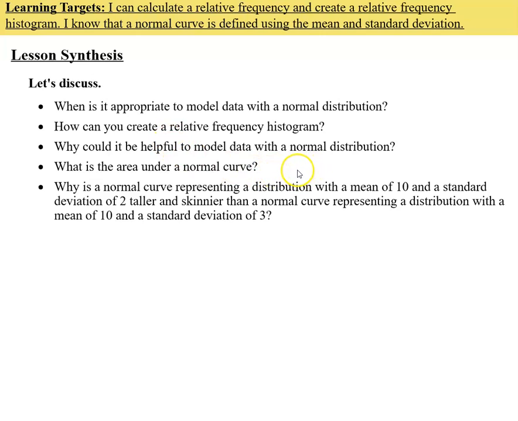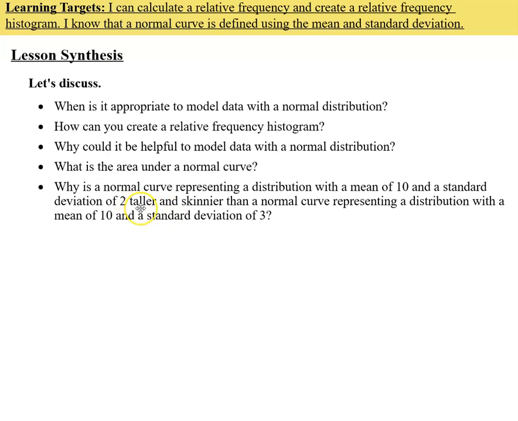How could it, or why could it be helpful to model data with a normal distribution? Well, one of the big reasons for that is because data that can be represented by a normal distribution, we can know quite a bit about it in terms of the percentage of values that are within a certain distance from the mean, and that will be measured by the standard deviation. The area underneath the normal curve is always going to be 1.